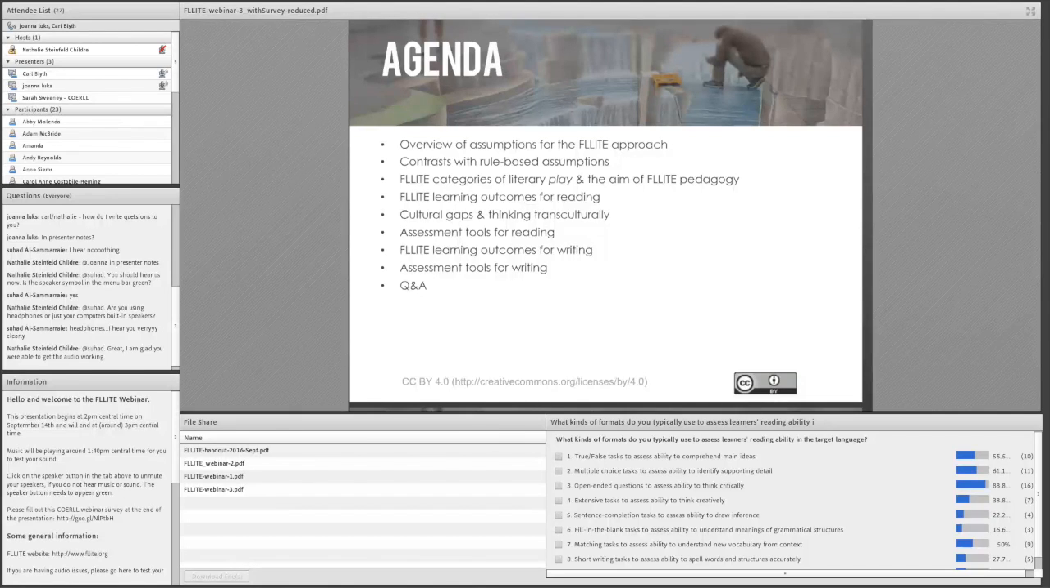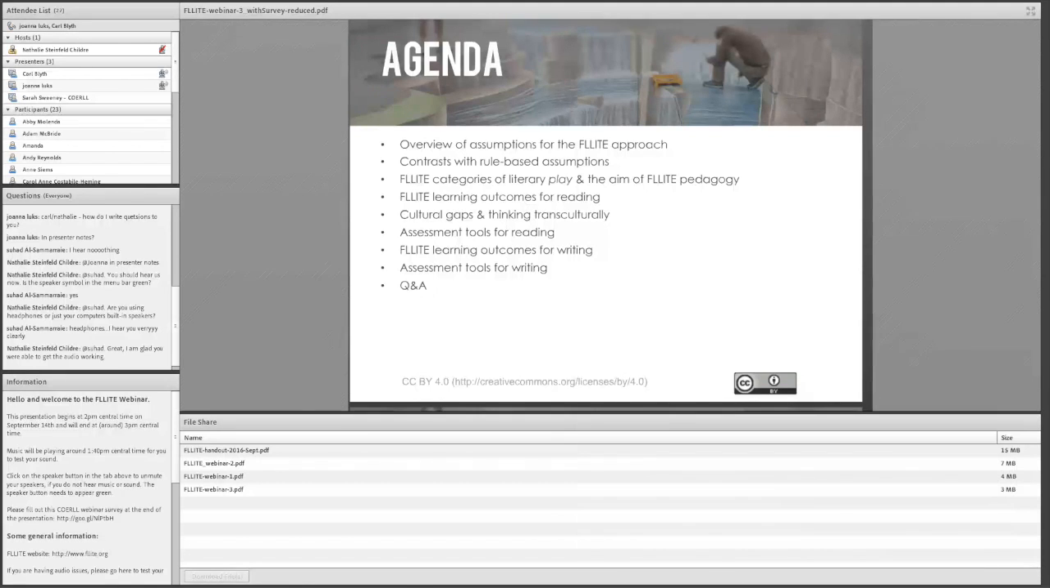We have a number of options already available for you, including other, and we'll be able to broadcast those results. When you've finished with that question, the second question I would like you to answer is, what criteria do you typically include in rubrics you use for assessing target language writing? So I will give you a few moments to answer those questions.